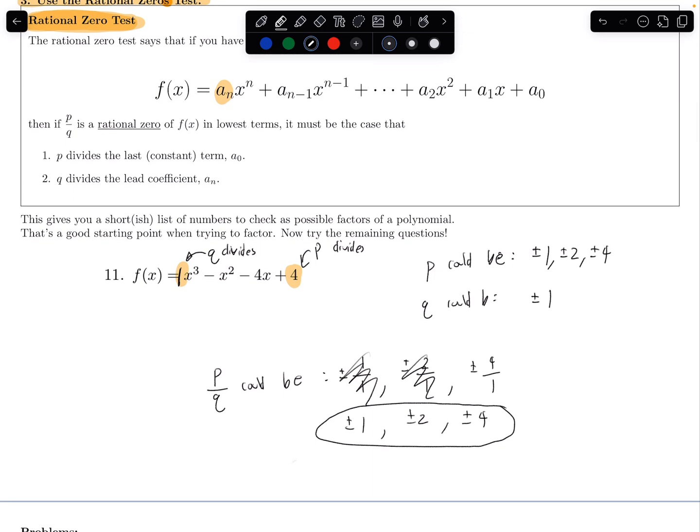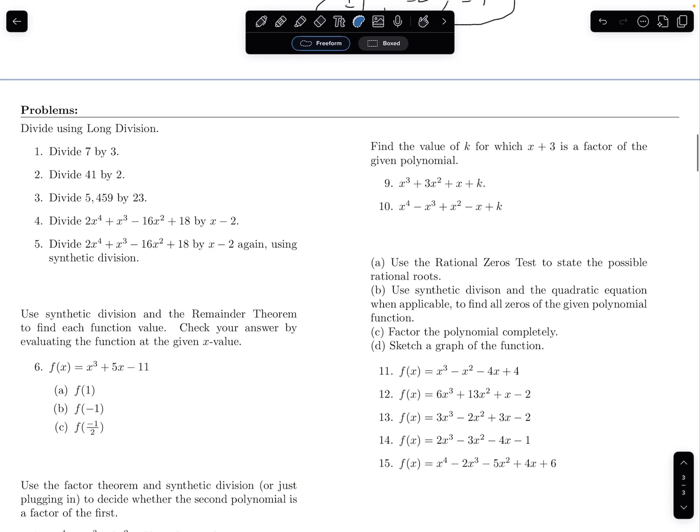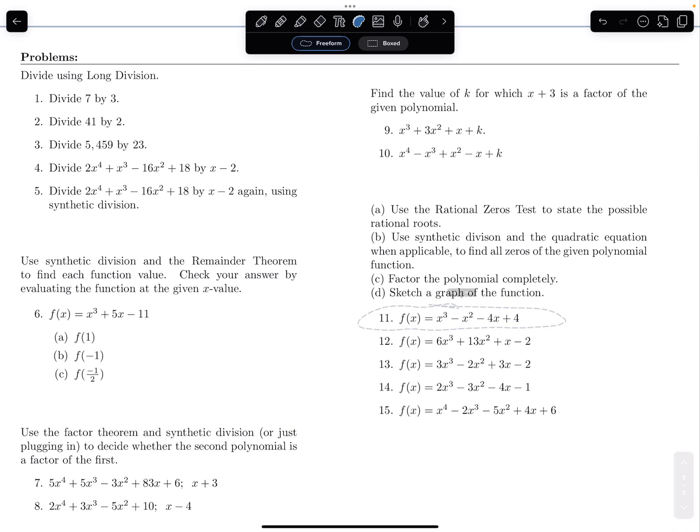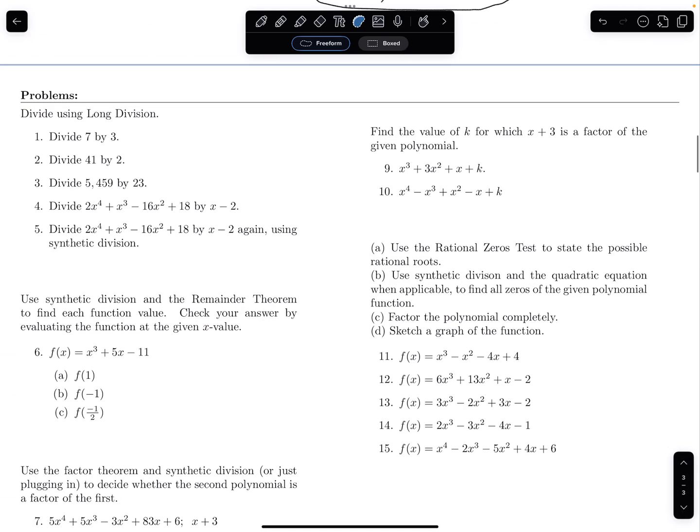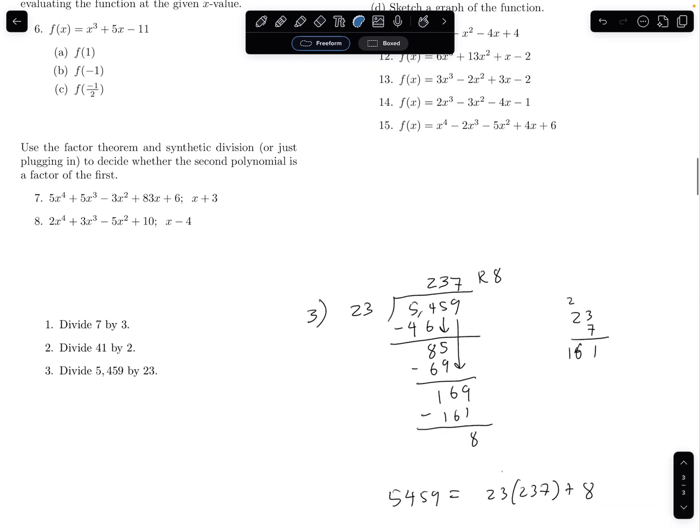So now that I've gotten that far, let's just finish out that question. Okay, so let me see what I got here. Oh, okay, actually, what is the question? It says to state the possible rational roots. That's what I just did, right? Use synthetic division, maybe the quadratic equation to find the zeros. Factor completely, sketch a graph. Okay, I gotta do all those things.